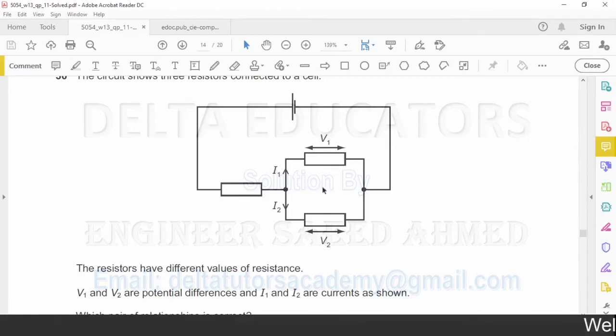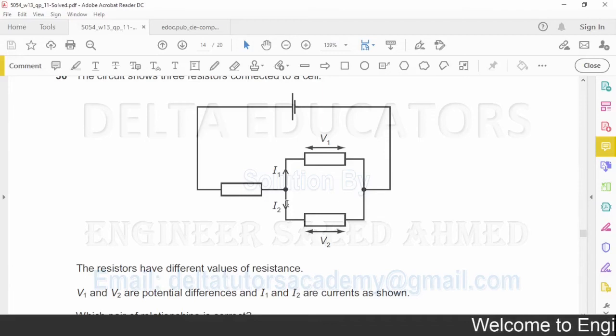Since here the value of resistance is different, definitely the value of the current will also be different, because the value of current depends on the value of resistance. With the increase in resistance, current will decrease, and with the decrease in resistance, current will increase.